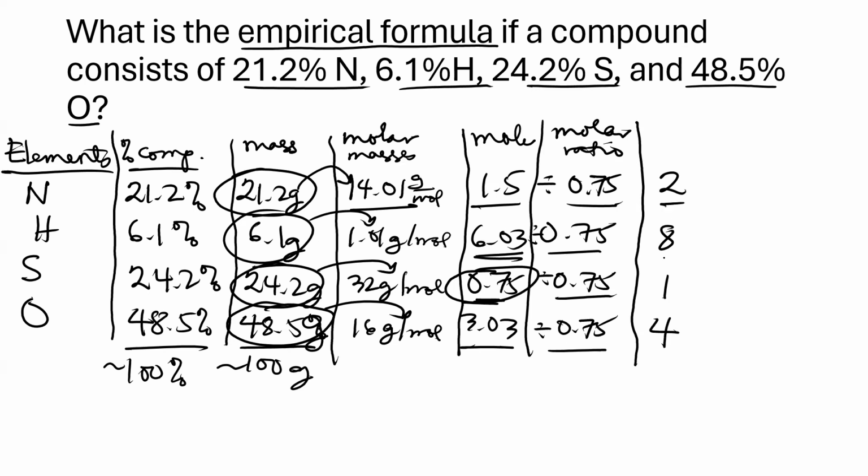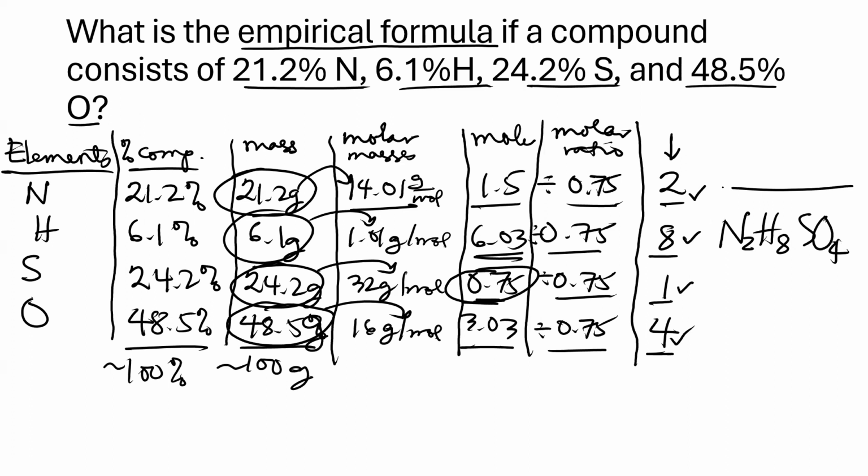So because the subscripts here, the molar ratios, are whole numbers, then we can put this safely as subscripts to our elements in the compound. So that gives us N2H8SO4. So this would be the empirical formula of our compound, right?